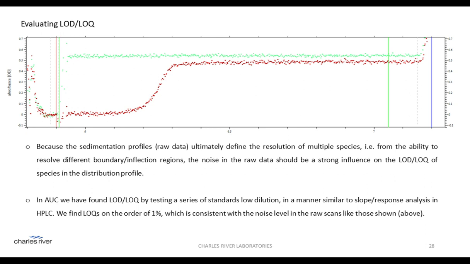In AUC, at Charles River, we have calculated LOD and LOQ by testing a series of standards at low dilution, so very low dilutions of the stock sample, in a manner similar to the slope response analysis that one would do in HPLC. Using that method, we find limits of quantitation on the order of about 1%, which is consistent with the noise level in the raw scans like those shown here.